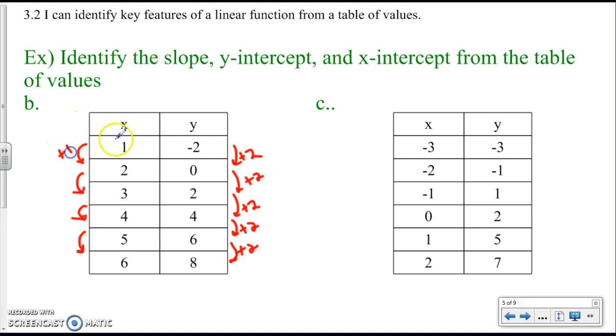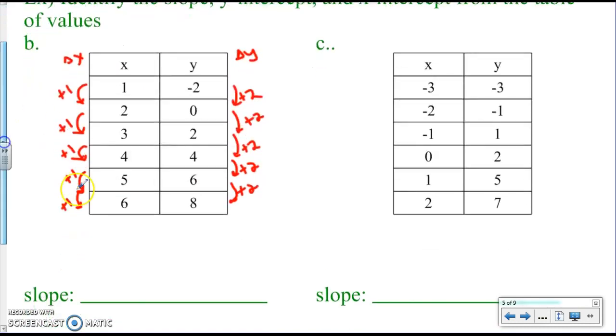Okay, so if I add 1 plus 1, I get 2. 2 plus 1 is 3. 3 plus 1 is 4. 4 plus 1 is 5. And 5 plus 1 is 6. Okay, so remember, this is my change in y, and this is my change in x. So to find my slope, I'm going to do change in y, which is 2, over change in x, which is 1, and then divide it. So 2 divided by 1 is 2.